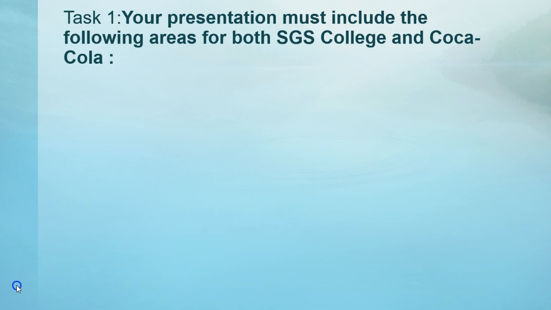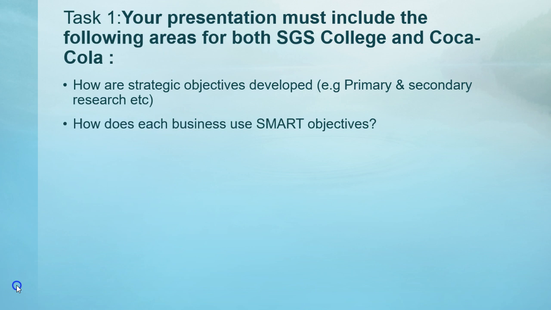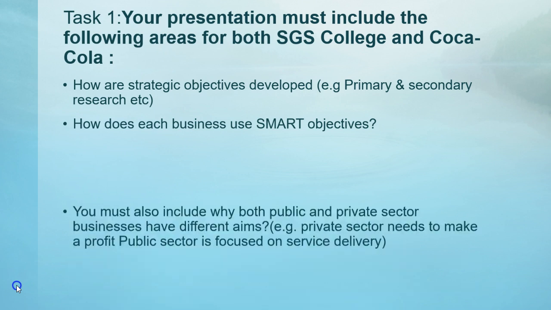Your presentation must also include how the strategic objectives are developed, so primary and secondary research, but also quantitative and qualitative research. How does that help a company look at its strategic objectives, and how are they developed? In terms of objectives, we're talking about SMART objectives, so look at how quantitative and qualitative information are used for them. How does a business use SMART objectives? What's the purpose of them? What does SMART mean? Why is it a useful tool for business?